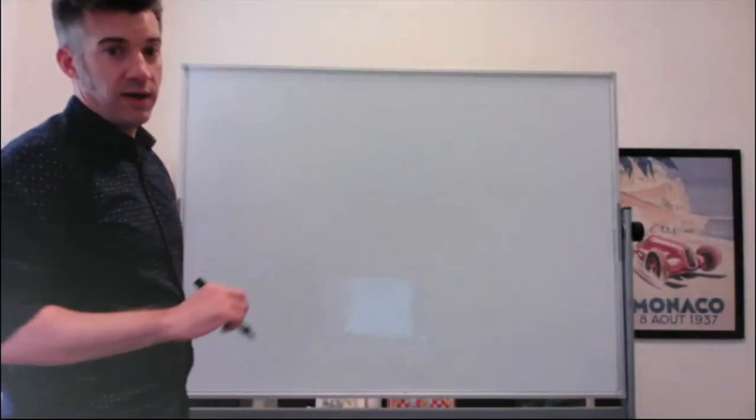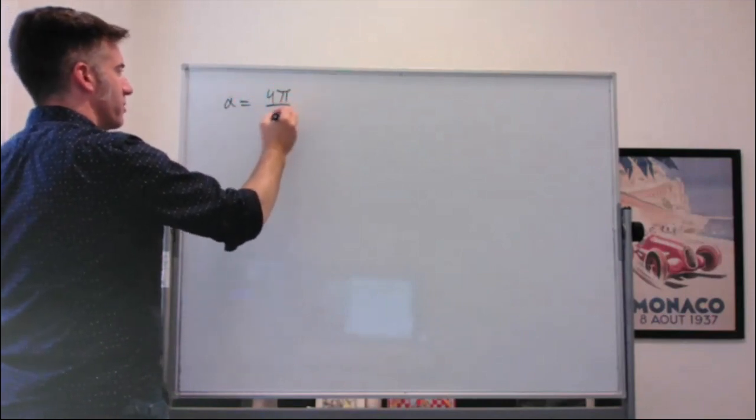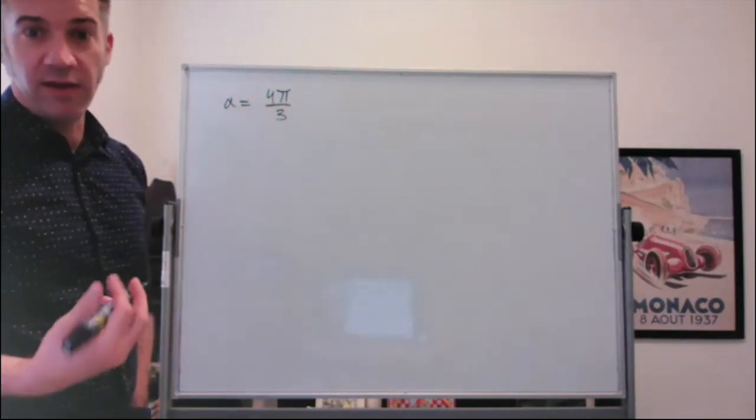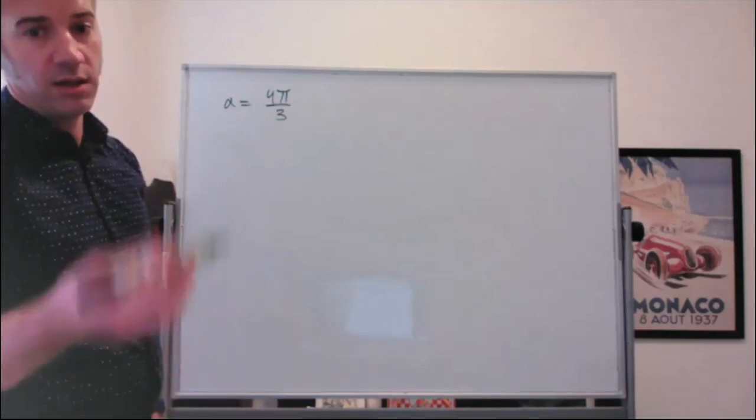The first question is to find all 6 trigonometric values of the angle alpha equal to 4 pi over 3. So we want to find sine of alpha, cosine of alpha, etc. And also mark the appropriate location of the angle in the coordinate system.